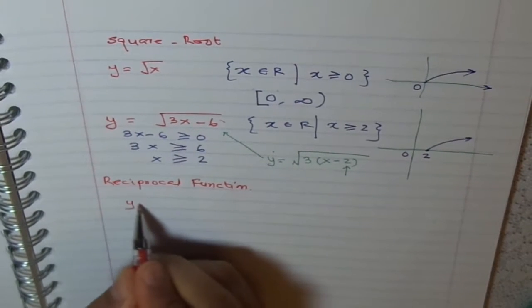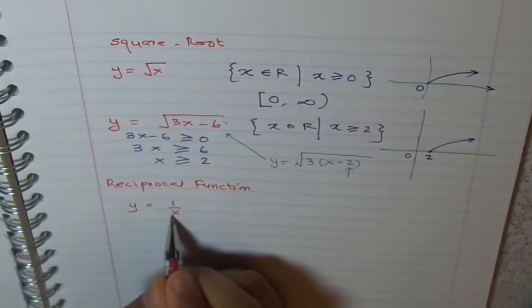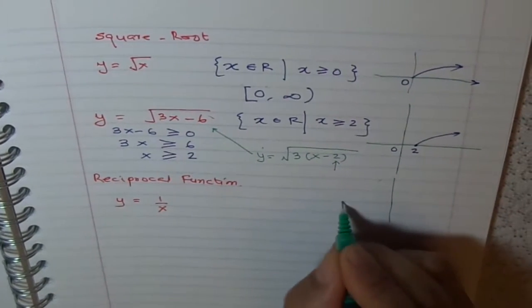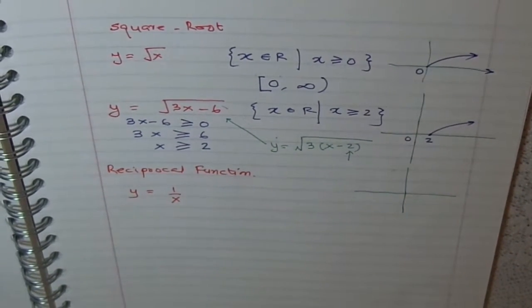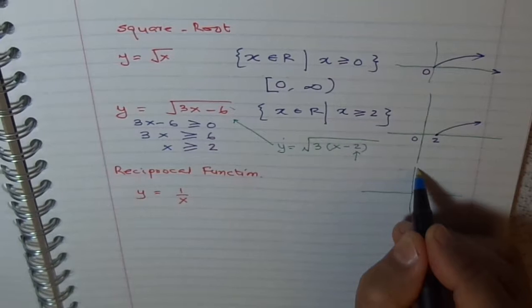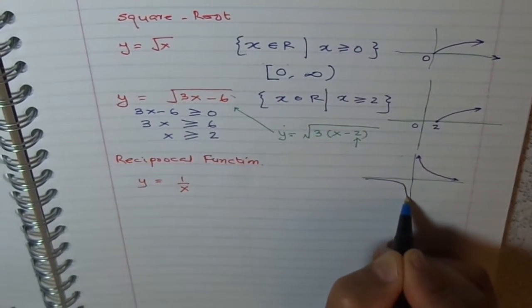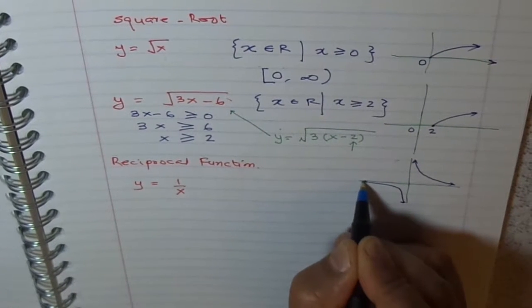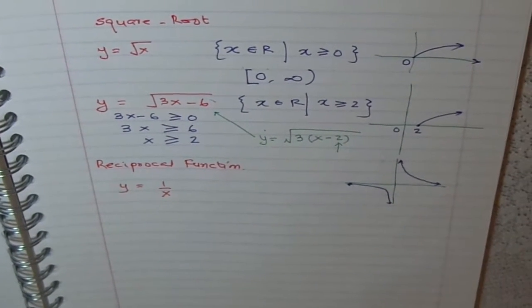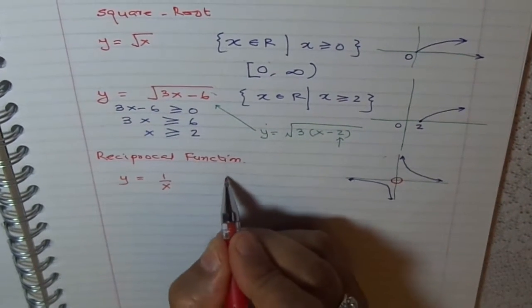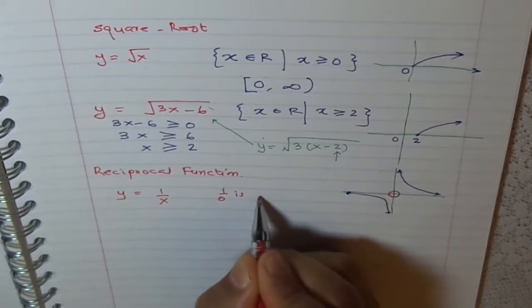Now let's look into the reciprocal function. Reciprocal function is of the form y equals 1 over x. As you know, reciprocal function can be drawn like this. So it is never 0, right? Because 1 over 0 is undefined. 1 over 0 is undefined.